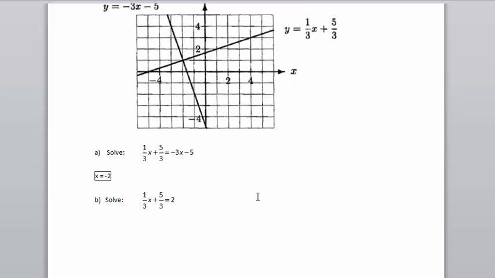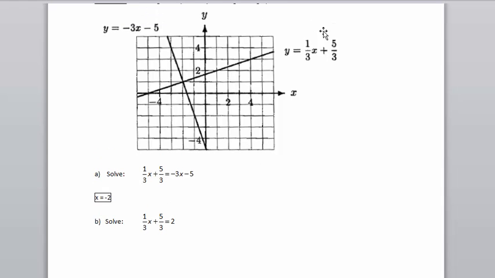In part B, I want to find when 1/3 x plus 5/3 equals 2. So I'm only going to use the second equation. I'm going to find out when I have a y value of 2. So a y value of 2 is going to happen on that graph at the x value of 1. So the answer there is going to be x equals 1.